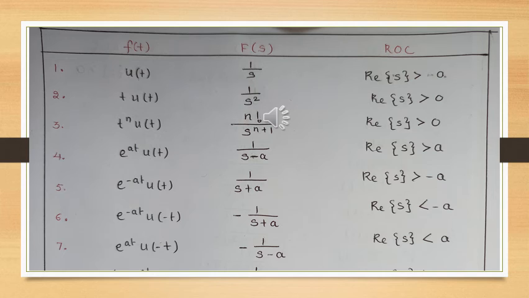Seventh signal is e raised to at u of minus t. Now the Laplace transform of e raised to at u of t is 1 divided by s minus a. And since we have u of minus t, we need to attach one negative sign to this, that is minus 1 divided by s minus a. Since u of minus t is a left-sided signal, we get real of s is less than a.